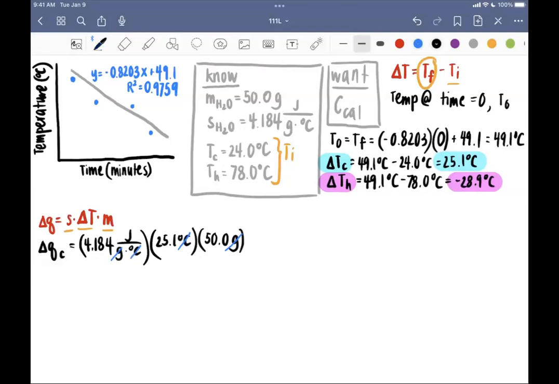So to solve for the change in heat for the cold water, we need to multiply 4.184 times 25.1 times 50. And that is going to give us an answer of 5,245.9 joules. Now, you'll notice that the sign is positive here, which means that this is the heat that was absorbed by the cold water upon addition of the hot water.